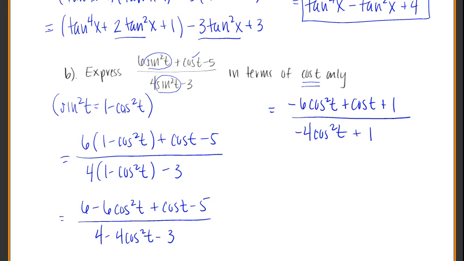Anytime I want to see if I can reduce a fraction, remember, you have to factor first. I can't just cancel off these cosine squareds. The only way you can cancel in a fraction is if you see the factors. So that's what we're going to want to do, is factor this.